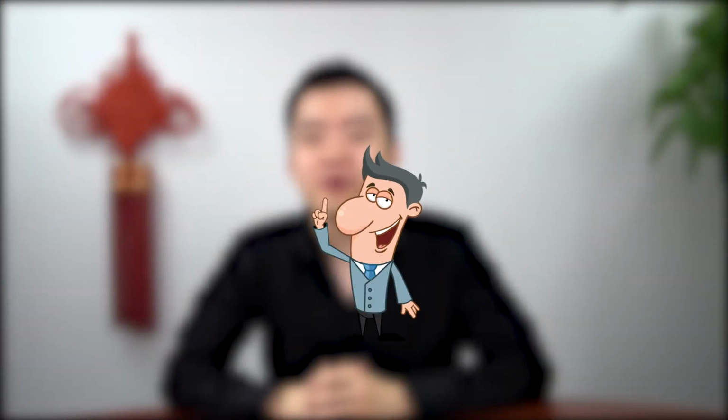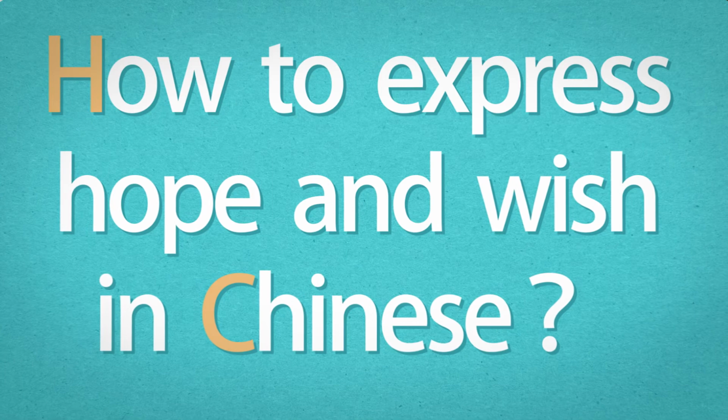And in this lesson we're going to learn 3 different ways to express your hope and wish. In this lesson we divide these 3 expressions according to their possibility. The first one is 希望, which means it's highly possible to achieve. You can directly translate 希望 to hope and wish. It means it's really likely to happen.